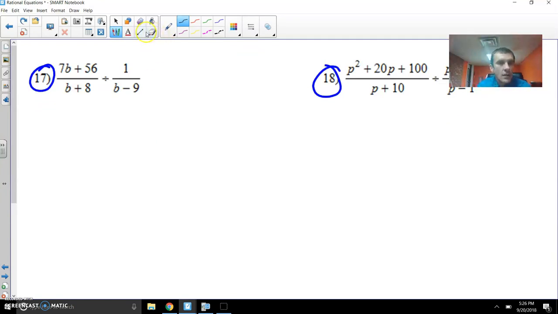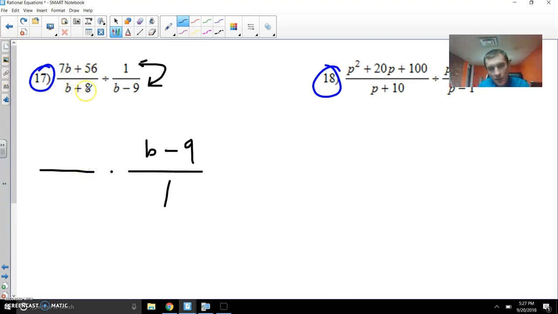Last ones. Let's talk about number 17, and you can try number 18. When you're talking about division, it's a much easier problem to think about multiplying by the reciprocal. So the first thing I'm going to do is change it so that I'm multiplying by the reciprocal of the second one. I'm flipping it and changing the operation. Now I'm going to go ahead and factor this one.